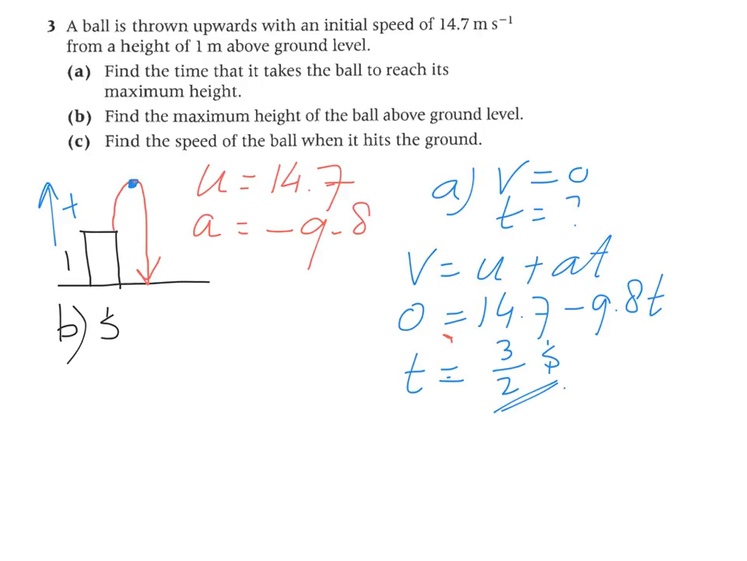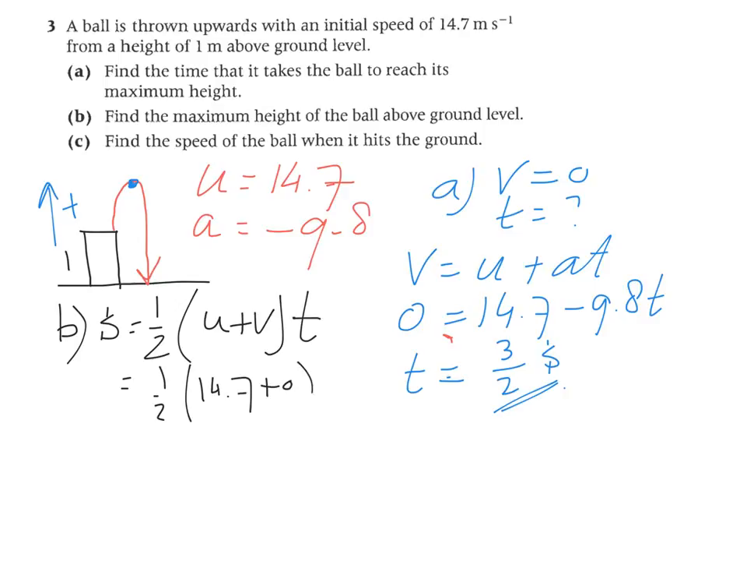S, you can say, so the distance, the displacement, is a half (u plus v) times the time. There we go. So what is s? That's going to be a half, u is 14.7, okay, v is 0. Again, for a split second the velocity is going to be 0, times the time, 3 over 2. And if you work that out, it's going to be 11.025 meters, which is roughly, to 3 significant figures, 11.0 meters.